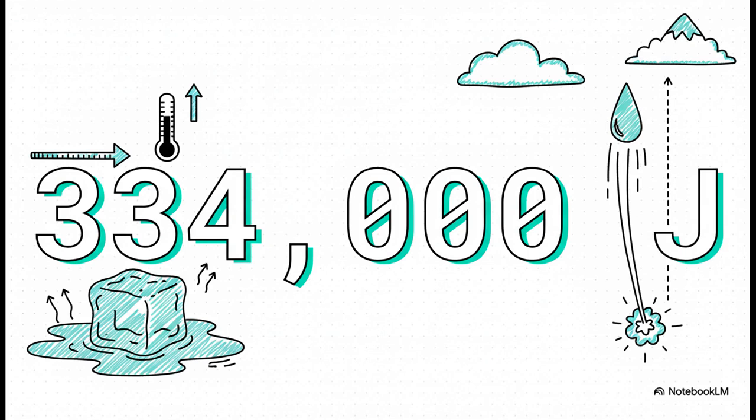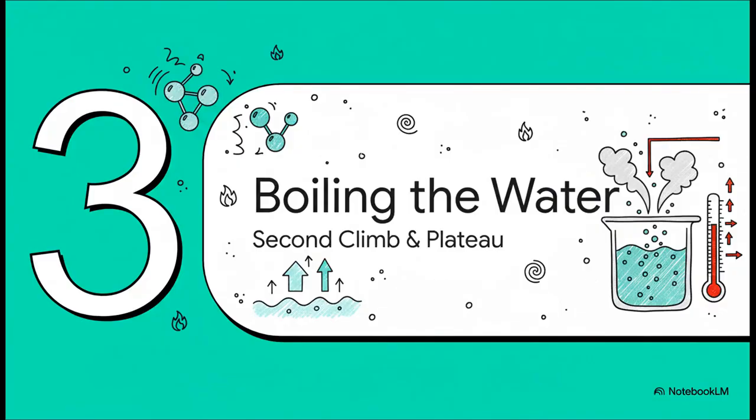It takes 334,000 joules of energy just to melt 1 kilogram of ice that's already at 0 degrees. To give you some perspective, that's enough energy to lift that same kilogram of water more than 34 kilometers straight up into the sky. So our ice is melted. We've now got a puddle of water at 0 degrees Celsius.